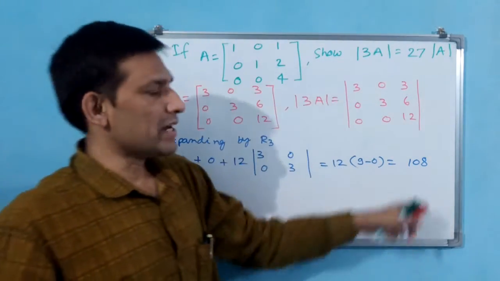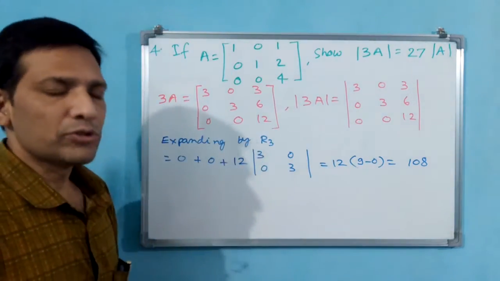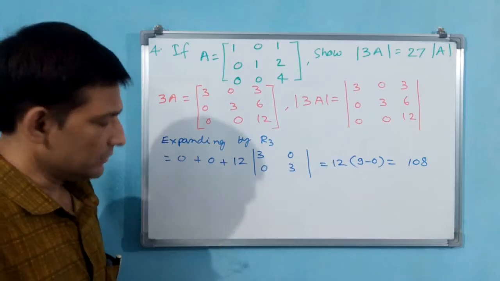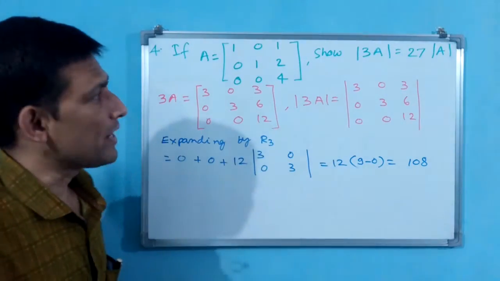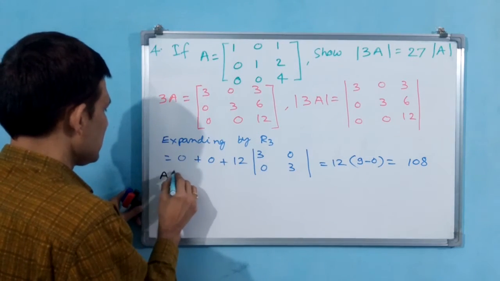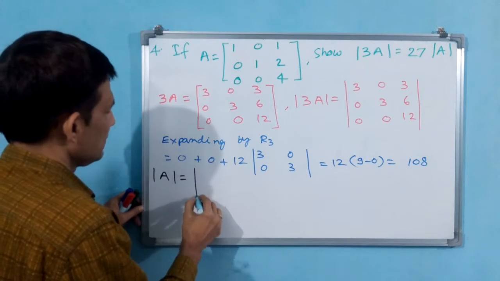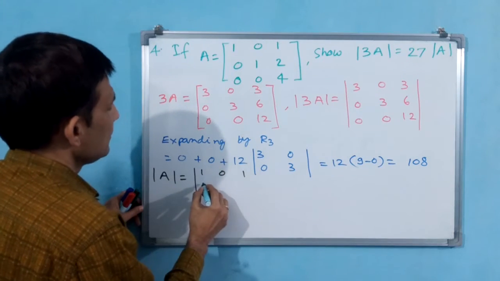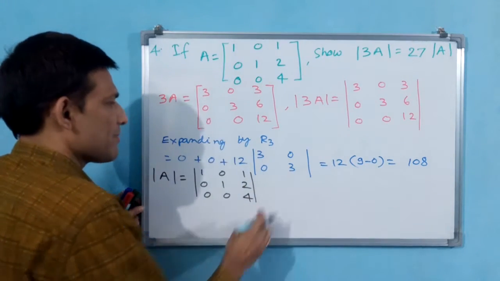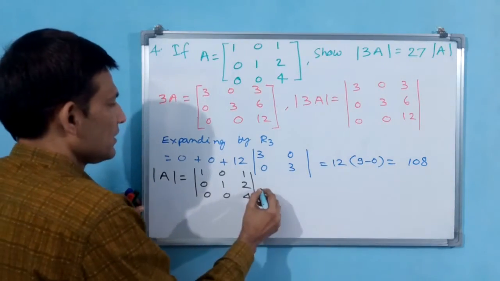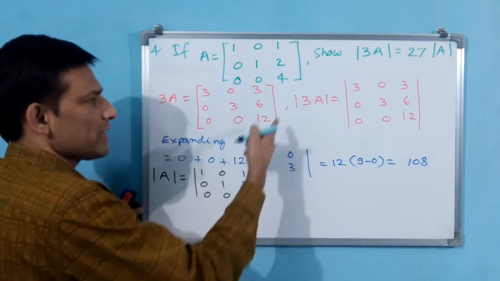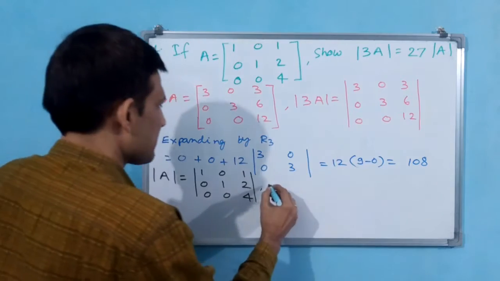Now you see LHS has come 108. Then RHS also should come 108. Okay. Let us do it. RHS also. RHS means first you have to find determinant A, normal determinant. Determinant A is equal to 1 0 1 0 1 2 0 0 4. Okay, I am writing aside, but you don't write, you write down. Expanding by R3. Or shall I take C1? Why? Because R3 we have taken above, and here we will take C1. Expansion by C1.